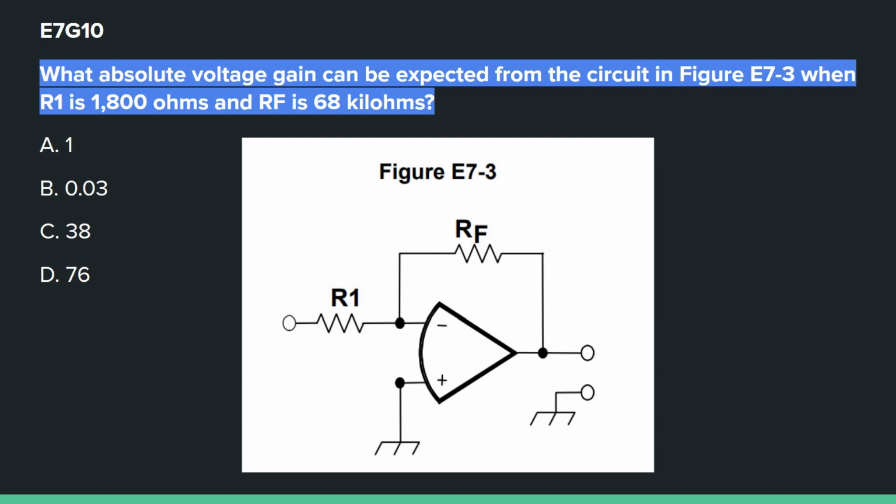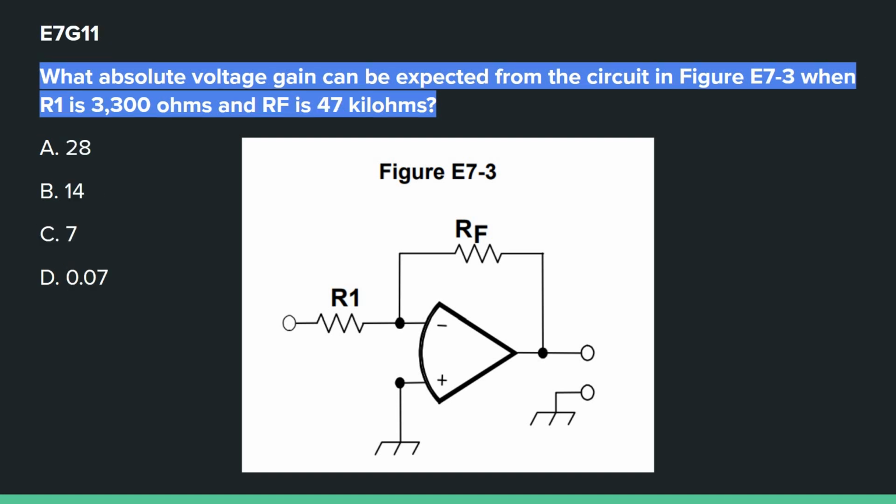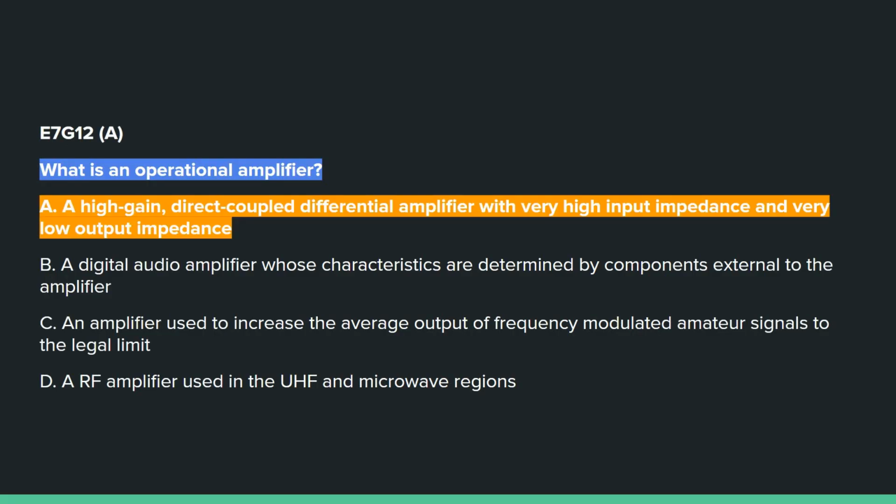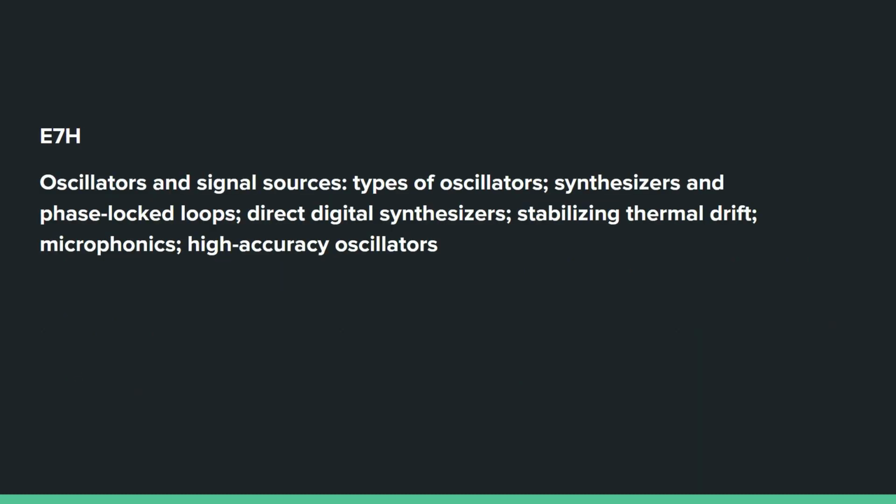E7G10, what absolute voltage gain can be expected from the circuit in figure E7-3 when R1 is 1800 ohms and RF is 68 kiloohms? Answer is C, 38. E7G11, what absolute voltage gain can be expected from the circuit in figure E7-3 when R1 is 3300 ohms and RF is 47 kiloohms? That answer is B, 14. E7G12, what is an operational amplifier? A high gain, direct coupled differential amplifier with very high input impedance and very low output impedance.